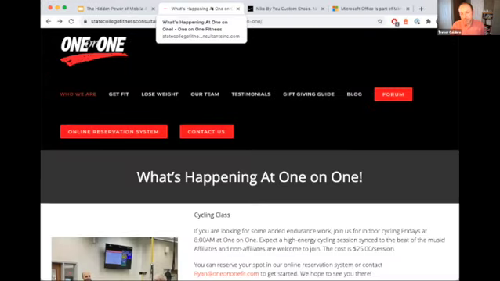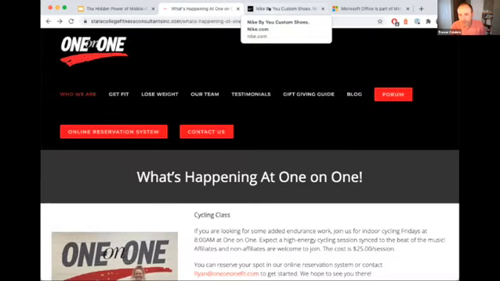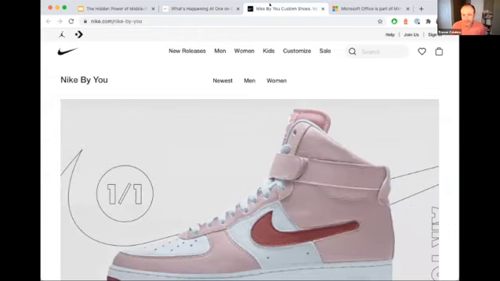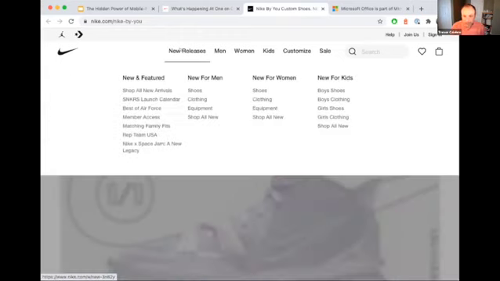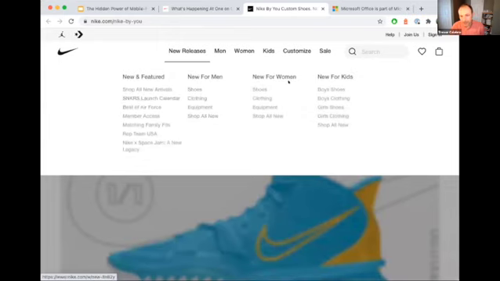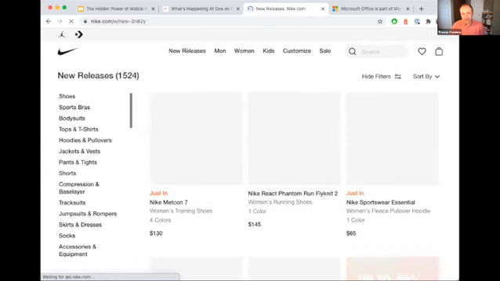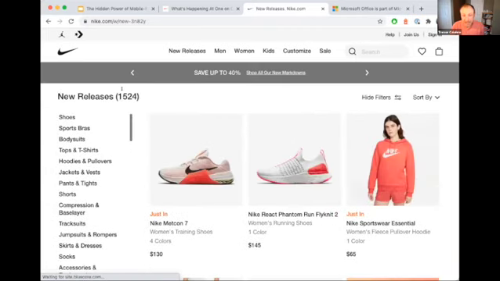So that's just kind of a small local company in my area. Let's look at this at scale. Nike.com, same exact issue. New releases on hover, it opens up this mega menu. Look at all these choices. But new releases is also a web page. Not only is it a web page, there's 1,524 things that they want to show. My assumption is this web page exists, therefore there's important information, just like on the other website.